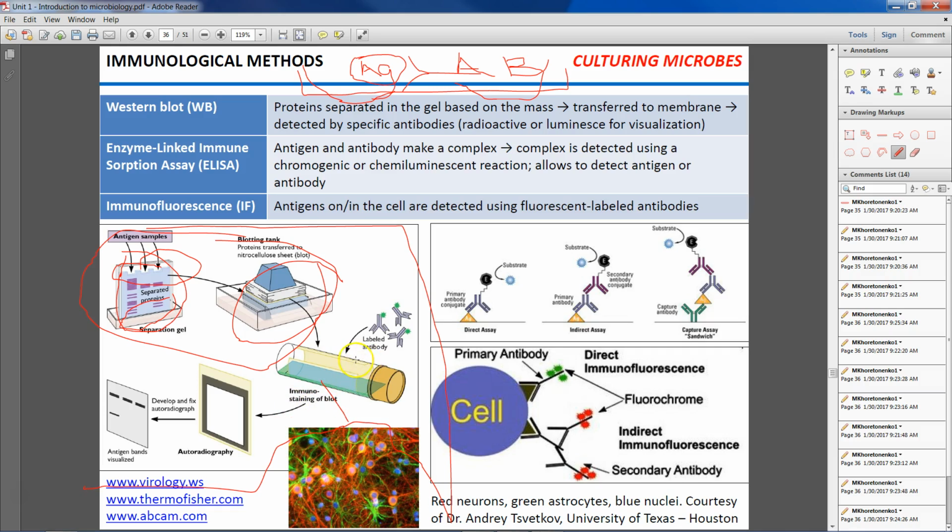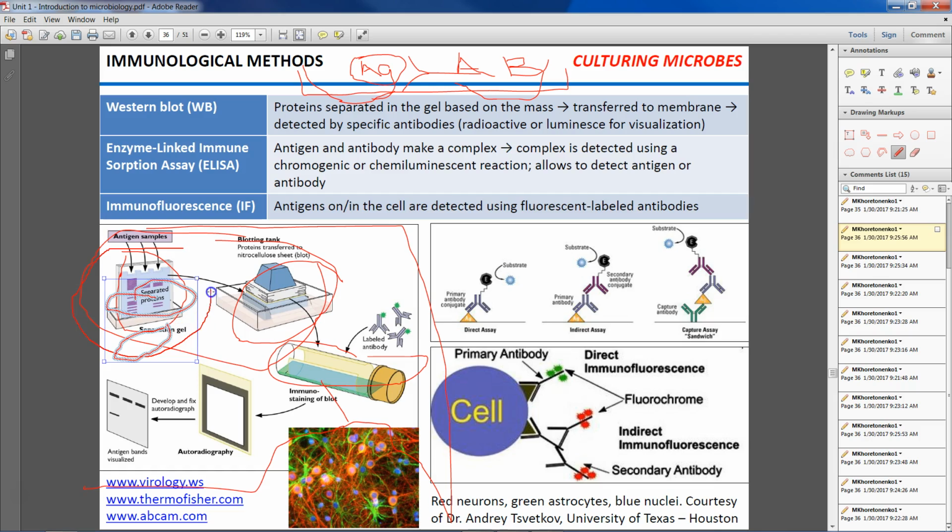So you've got your membrane with the proteins on it, and proteins have already been separated. Okay, does that make sense? Proteins have been separated already. What you do next, you add antibodies. Right here, antibodies.